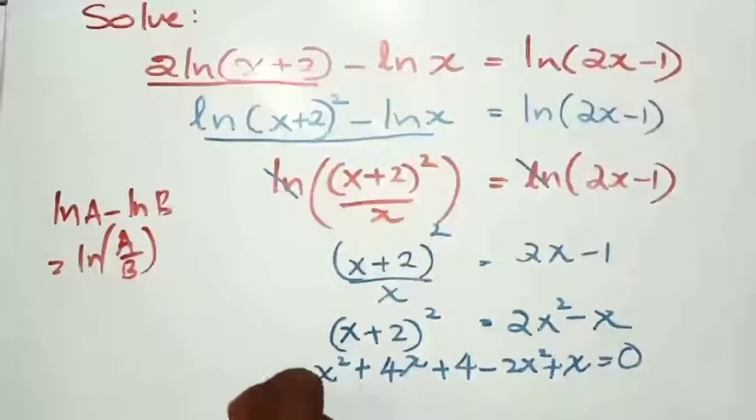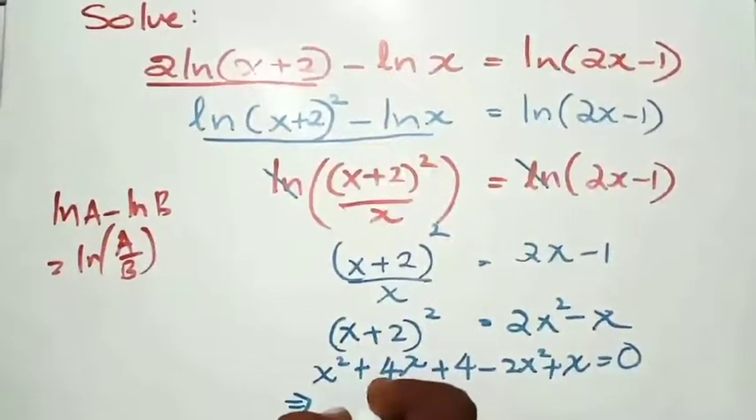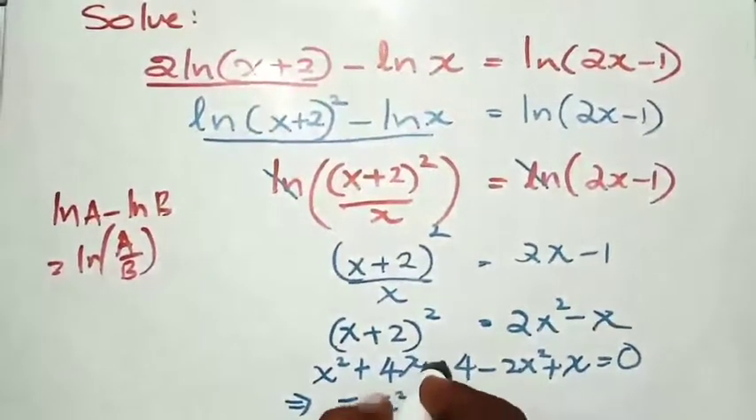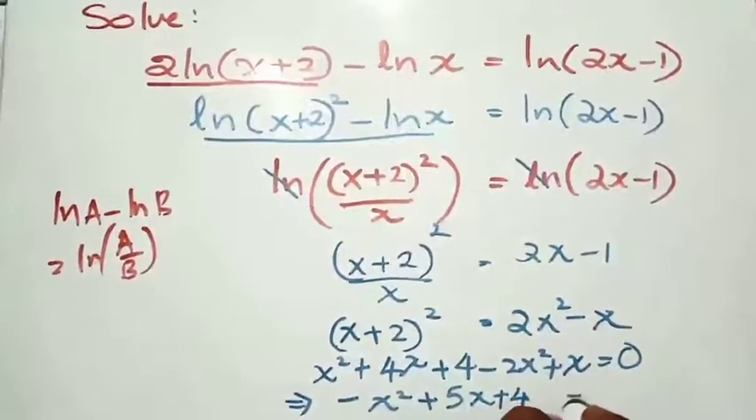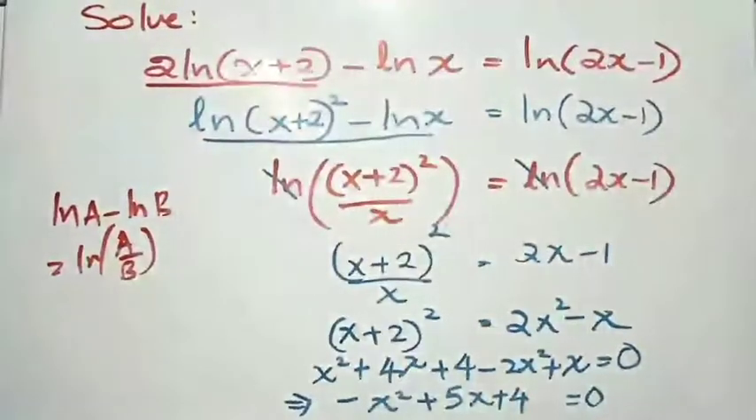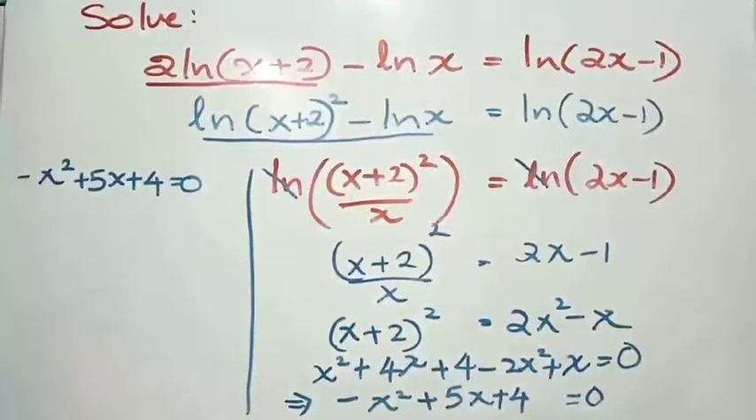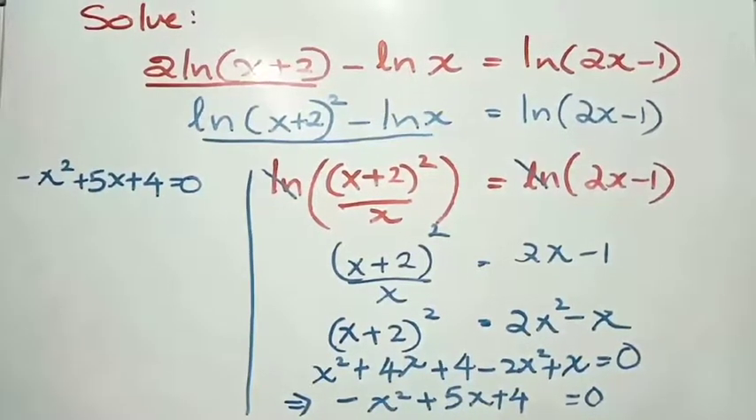That becomes, how many x squareds we have? Yes, x squared minus 2x squared, that is minus x squared, plus 4x plus x is plus 5x, plus 4 is equal to 0. So solve this equation, we get a positive value and negative value for x. Consider the positive value as a result, as the negative value doesn't give us the solution because the logarithm of a negative number is not defined.